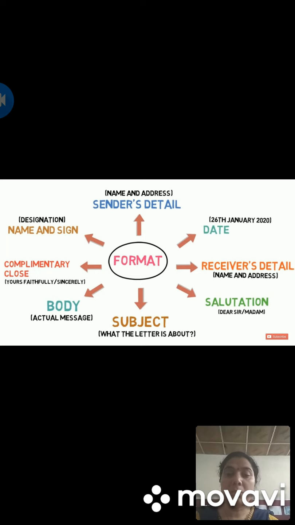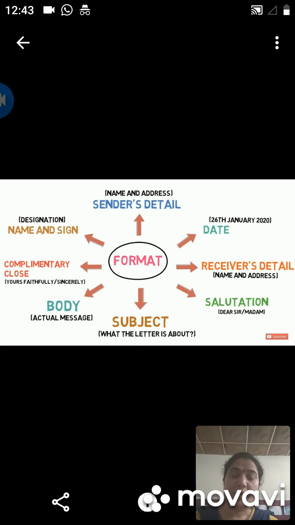Then next comes the complimentary clause, which depends on the authority. For example, if it is the editor, you write yours truly, and if we are writing to the bank manager or some municipal corporation office, you can write yours faithfully. To the principal, you write yours faithfully or yours obediently. That is the complimentary clause. Then next is the designation. At the end we write our name and we sign the letter. So these details are very important when you write the letter, and in the same sequence they are put in the letter as well.